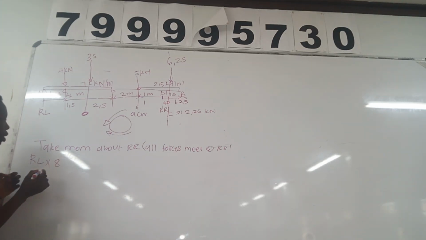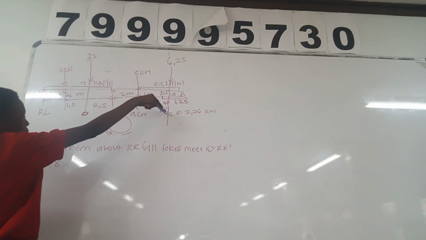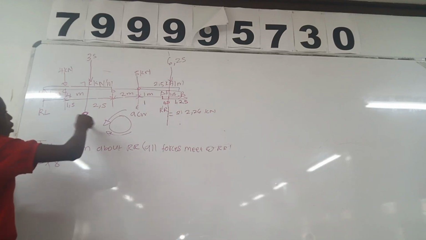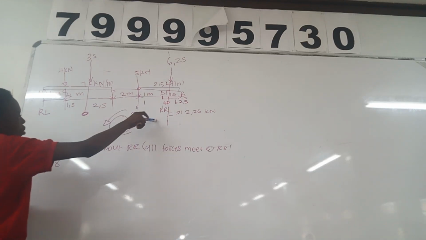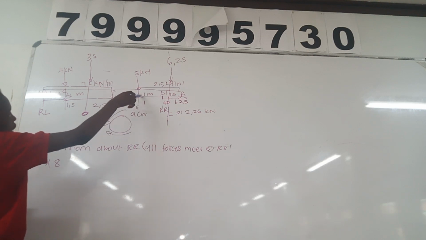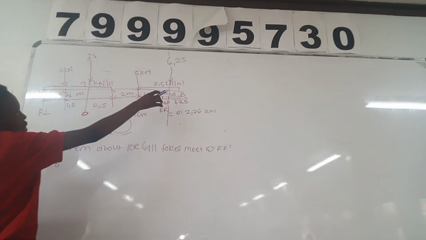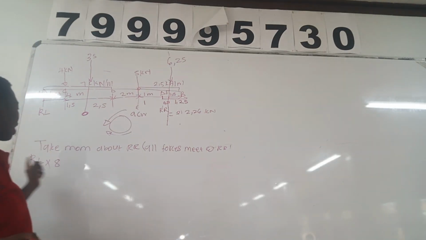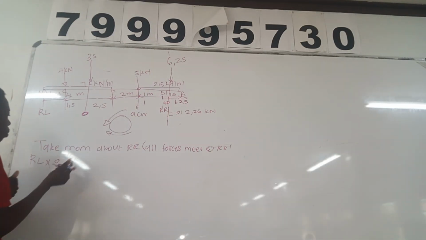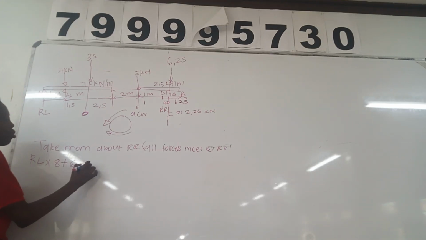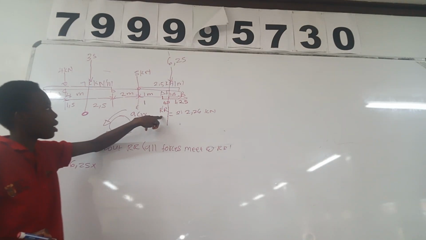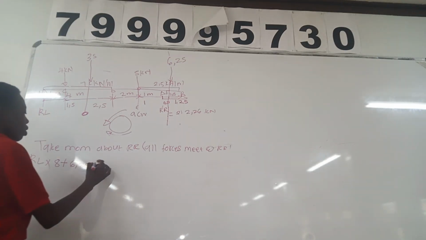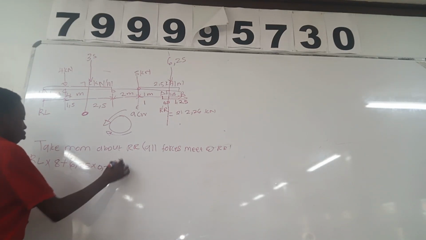So RL times 8. So RL, is it going clockwise or anti-clockwise? Then 4, 35, and 5, and 6,25 again. Here RL is being clockwise or anti-clockwise? And then now we have 6,25, which is clockwise again. So it means plus 6,25. What is the distance from 6,25 until RR? 0,25. So multiplied by 0,25.